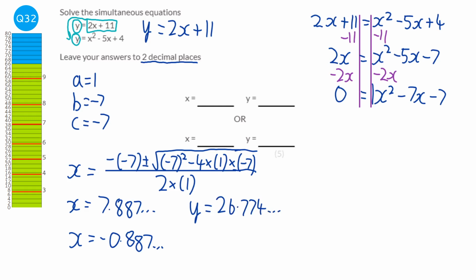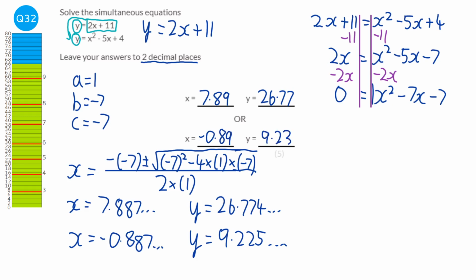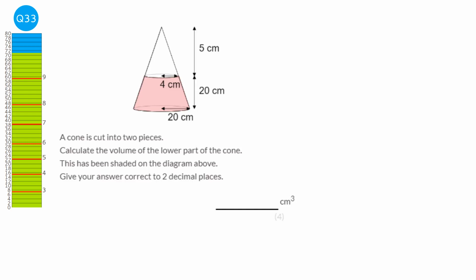26.774... Then I'm going to do that with the second solution we found, so minus 0.887... Go times it by 2, then add 11. And that gives me 9.225... So to two decimal places, our answers are going to be 7.89 and 26.77, or minus 0.89 and 7.23.